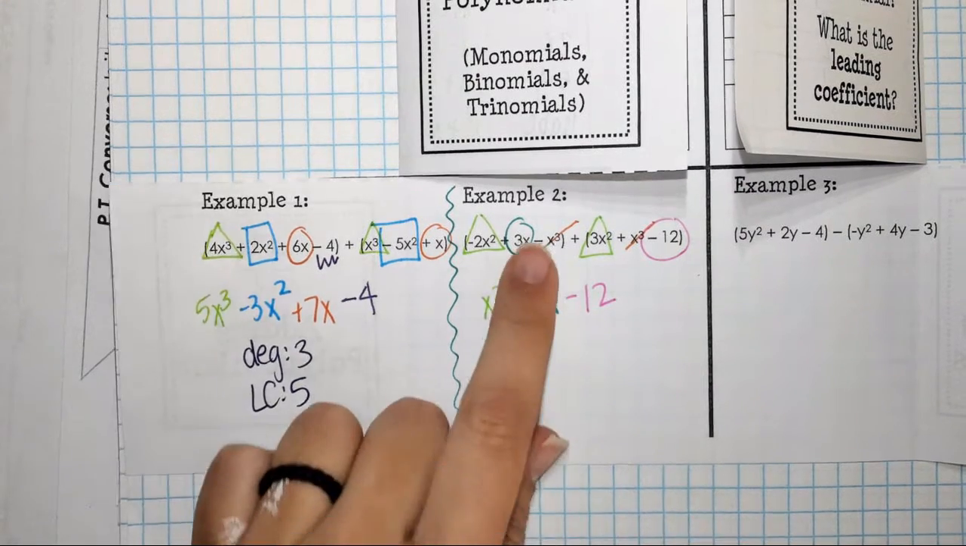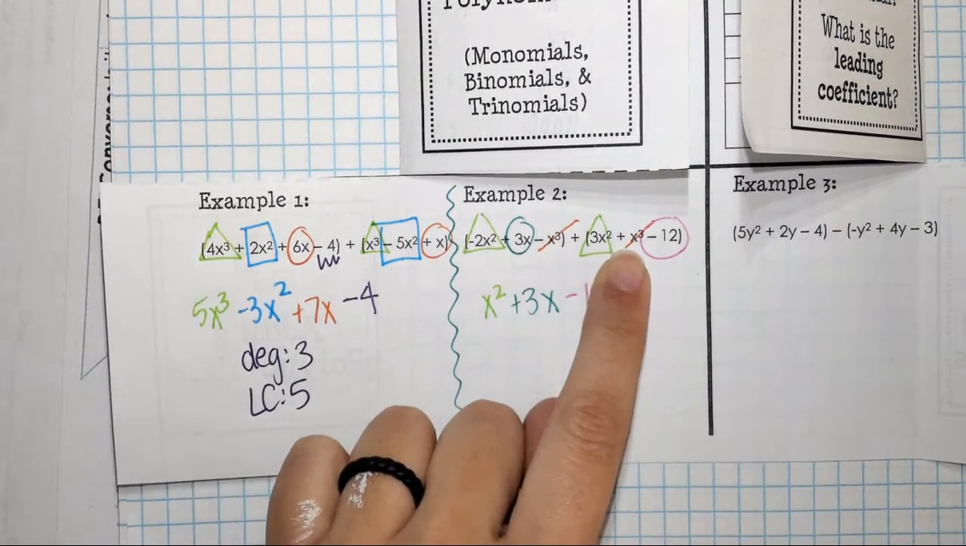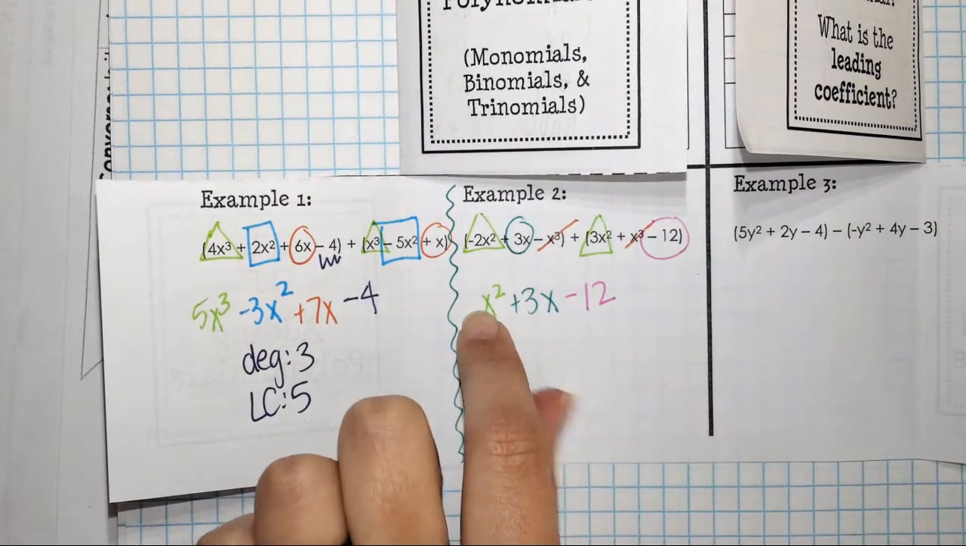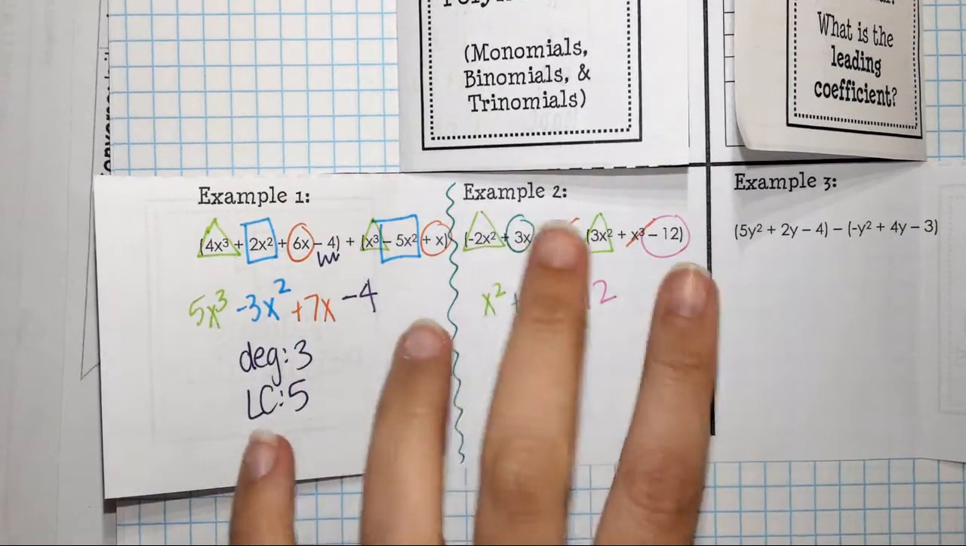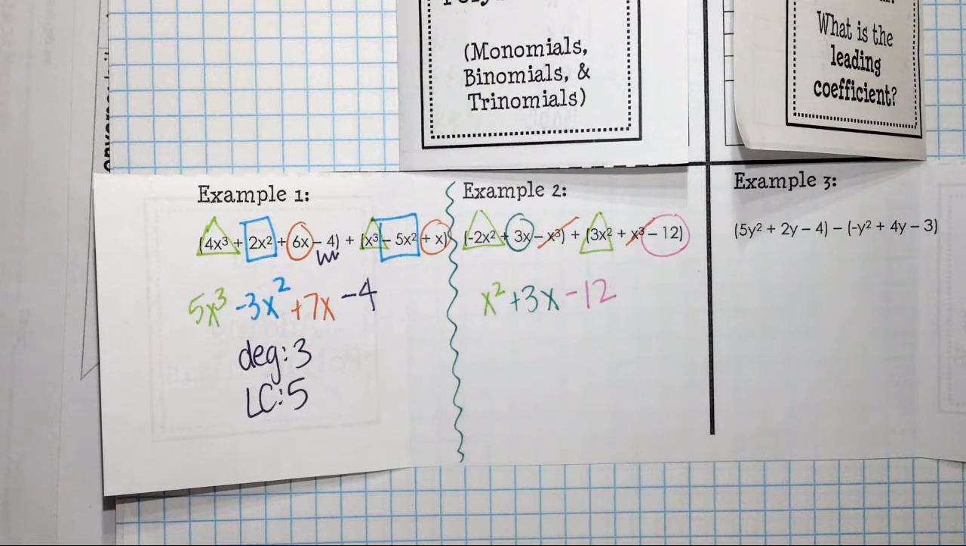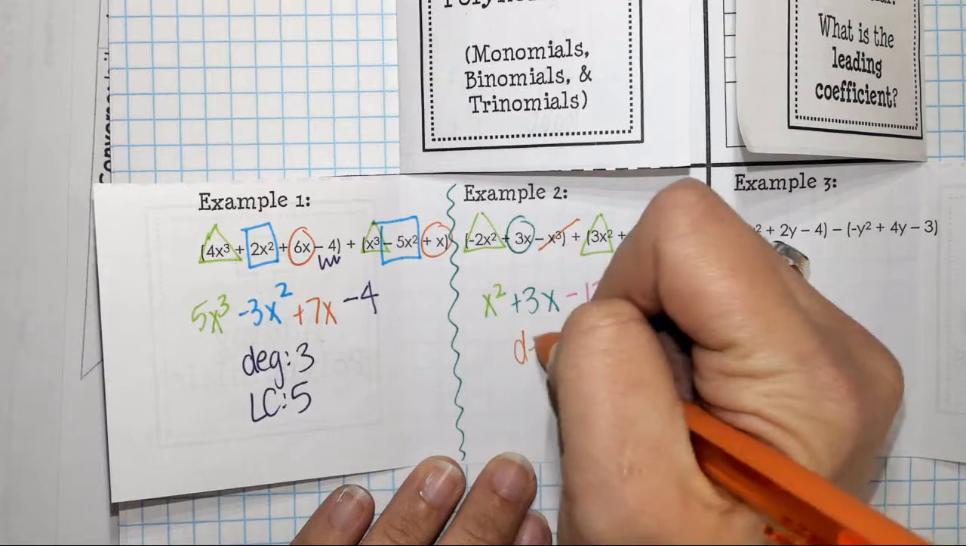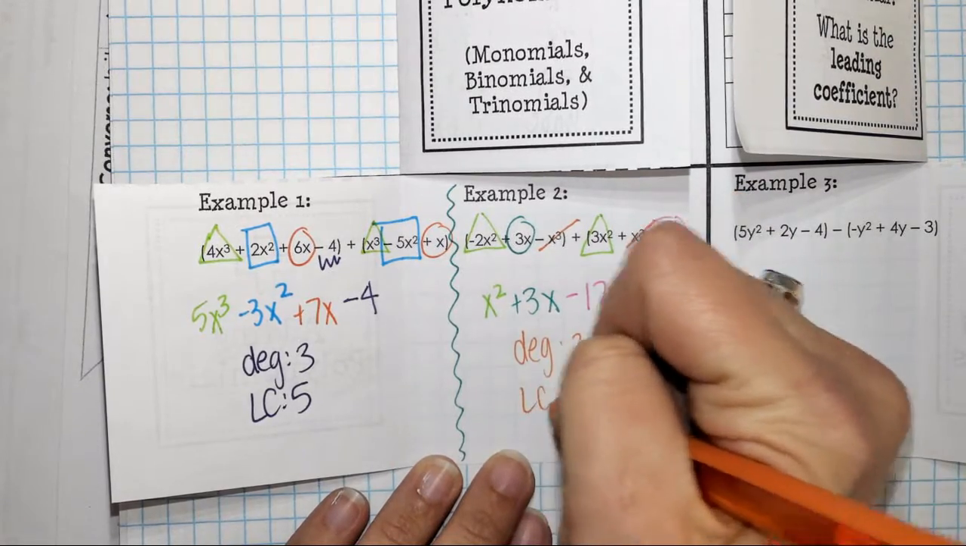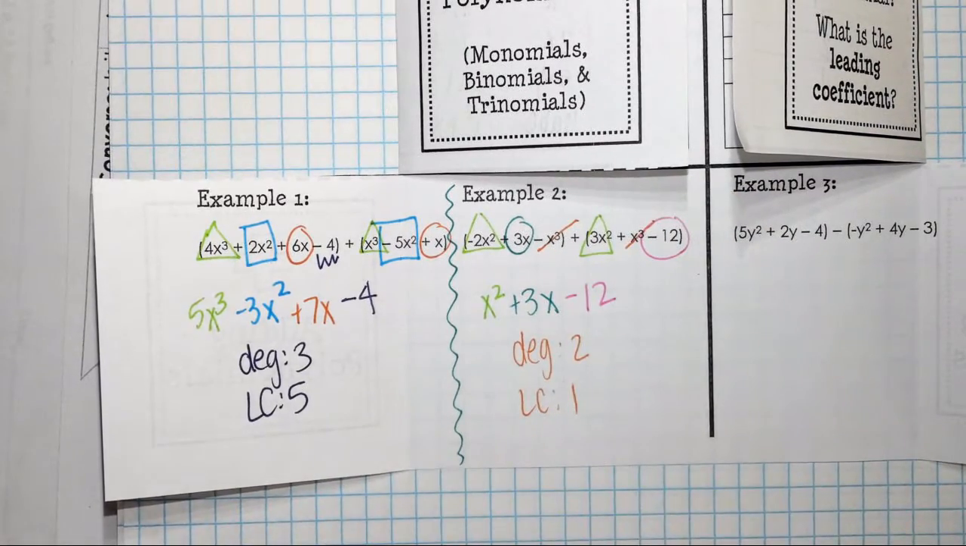Now, if this had been negative x cubed plus like 4x cubed, we would have to do that first. It's only because they canceled out. The degree is 2, and the leading coefficient is 1. Take a point.